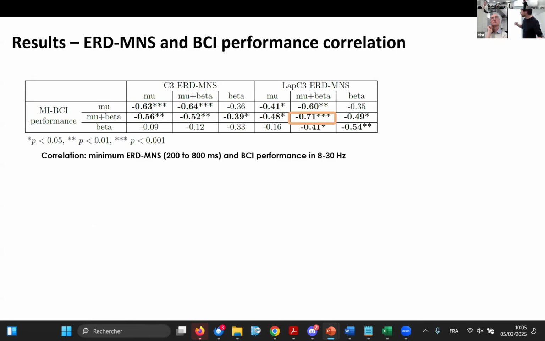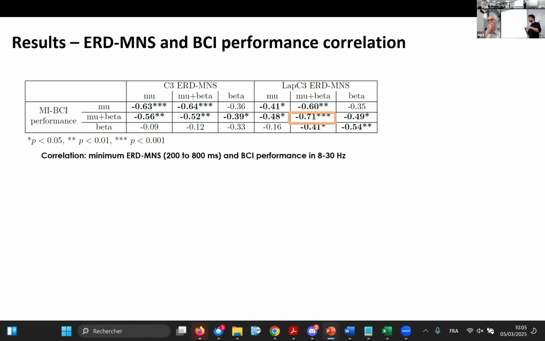So now we compute the correlation between the ERD feature after the median stimulation and BCI performances. And what we show is that we have a very good negative correlation between the ERD feature after the stimulation and BCI performances. We have a negative correlation. Why?